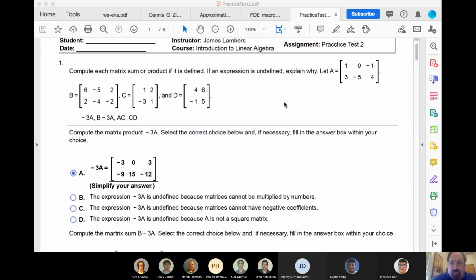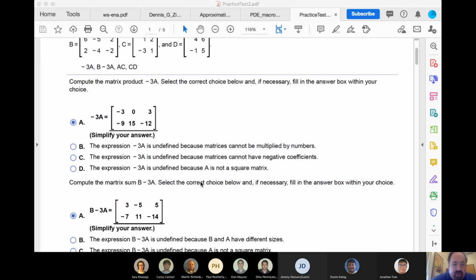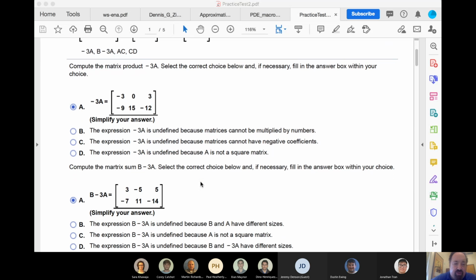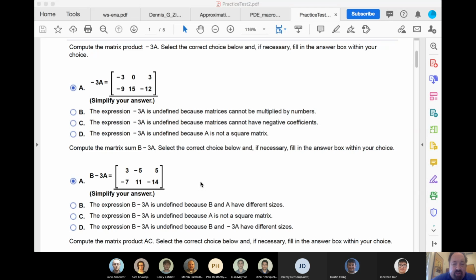Scalar multiplication is nothing more than just multiplying every entry of a matrix by a given scalar. That's what happens in this case, where we have a matrix A and you're multiplying by -3, so you're just scaling each entry by that value. Matrix addition is also entry-wise. For the sum of 2 matrices, you're just adding corresponding entries, so the matrices you're adding or subtracting must be the same size.